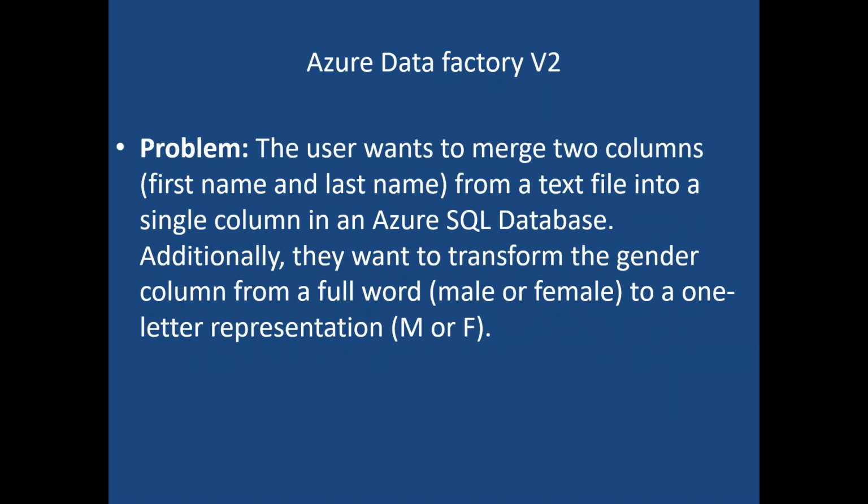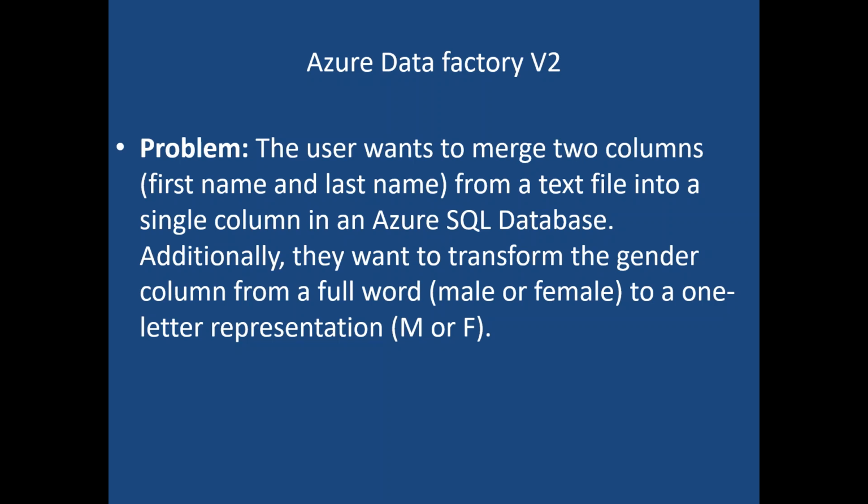Okay, so first thing is the problem statement here. As a developer or user, I want to merge two columns, for example first name and last name from a text file, into a single column in an Azure SQL database. That is the first requirement. The source side has a CSV file with first name and last name. Those two things you want to merge and load into the full name column in the SQL database table. Normally this is not possible just by using the copy activity directly, right? So we have a new feature which is available to do this. I'll explain how you can achieve this.